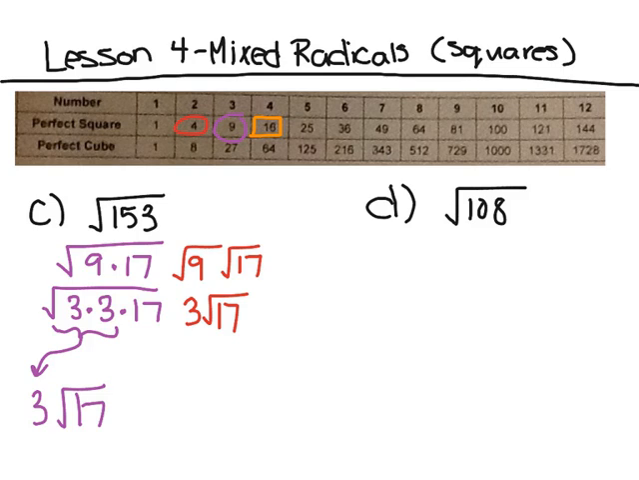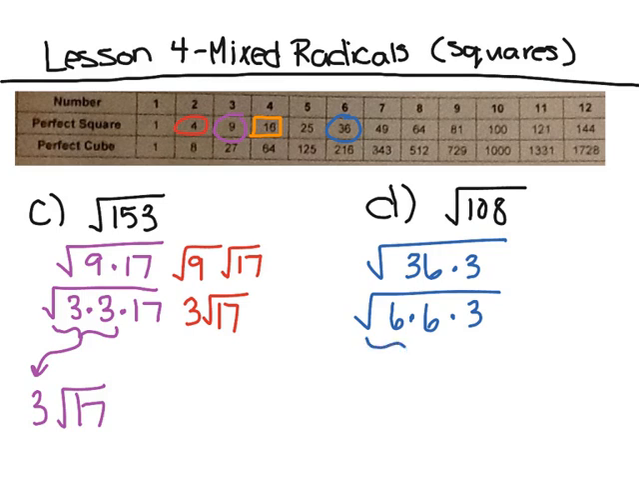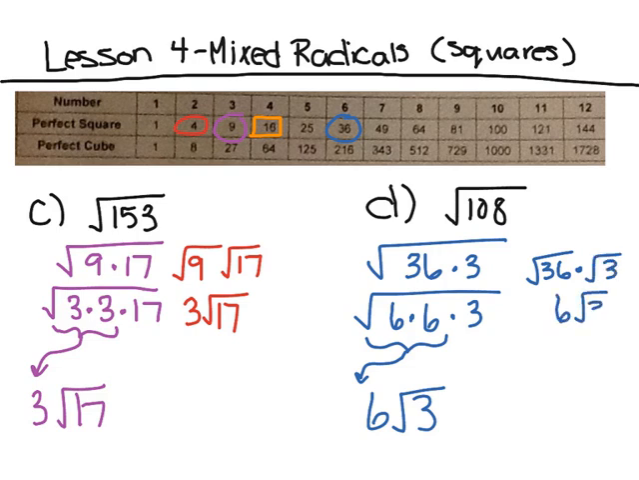108: the biggest square number that goes into 108 is 36. So you take the root of 36 times 3. 36 is the same as 6 times 6. We have 2 6's, so we can bring one out. So it's 6 root 3. You can also write it as the root of 36 times the root of 3, which is 6 root 3.